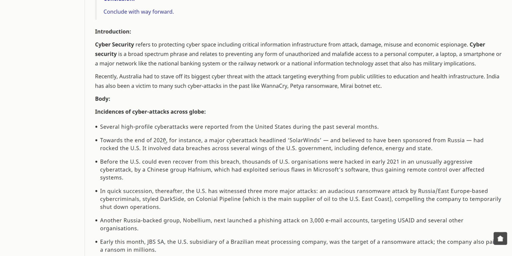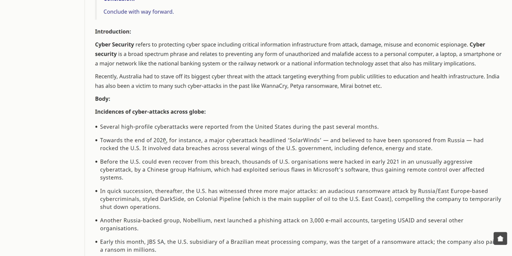Cybersecurity refers to protecting cyberspace, including critical information infrastructure, from attack, damage, misuse, and economic espionage. Cybersecurity is a broad-spectrum phrase and relates to preventing any form of unauthorized and malafide access to a personal computer, a laptop, a smartphone, or a major network like the national banking system or the railway network or a national information technology asset that also has military implications.